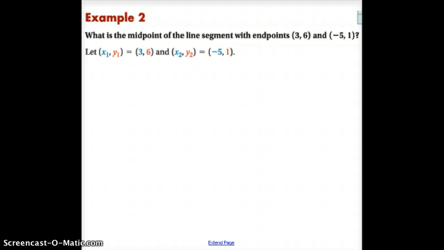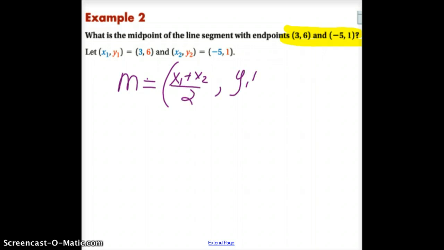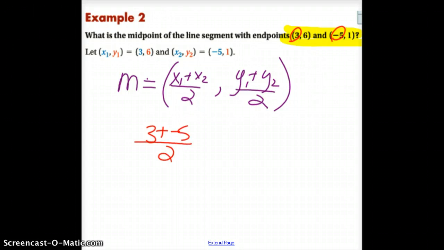Let's do an example. So we have a line. These are the endpoints. I set up my formula. Midpoint equals x1 plus x2 divided by 2 and y1 plus y2 divided by 2. So basically I'm just going to add up the x's, 3 and negative 5, put that over 2, add up the y's, 6 and 1, put that over 2, do some simplifying.